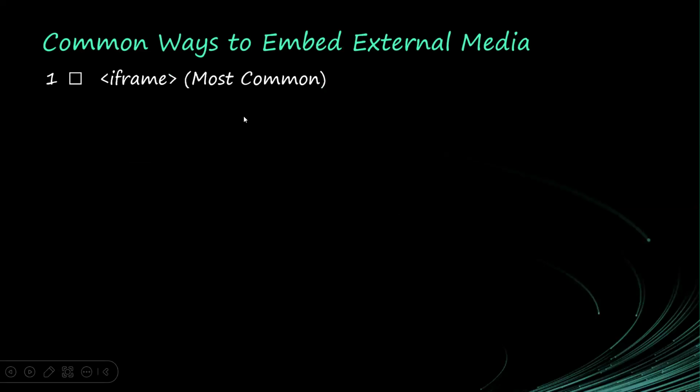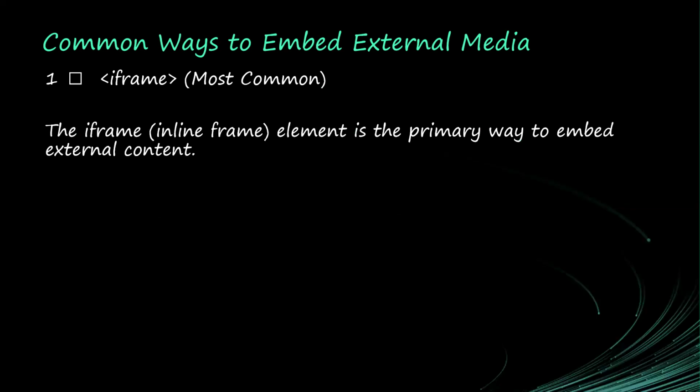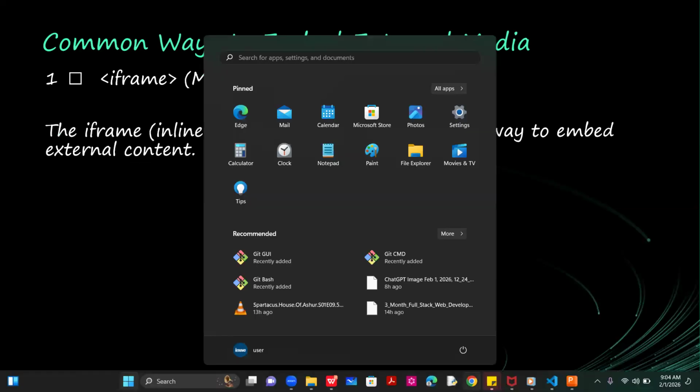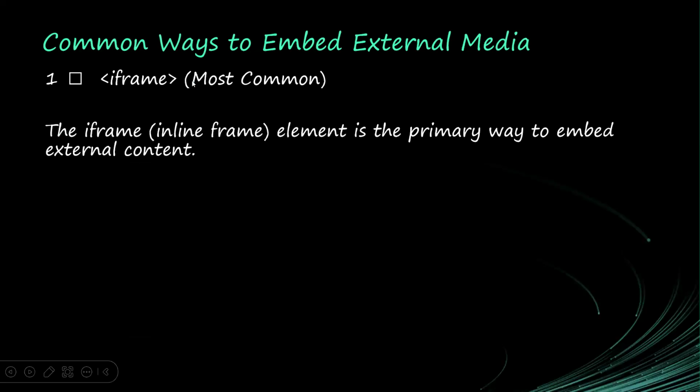So common ways to embed external media. The iframe is the most common. That's what I'm actually using to embed this video that you're watching right now. The iframe element is the primary way to embed external content. So if you have external content, the iframe is the primary way to embed it. Let me take you to YouTube and show you how to embed a YouTube video.